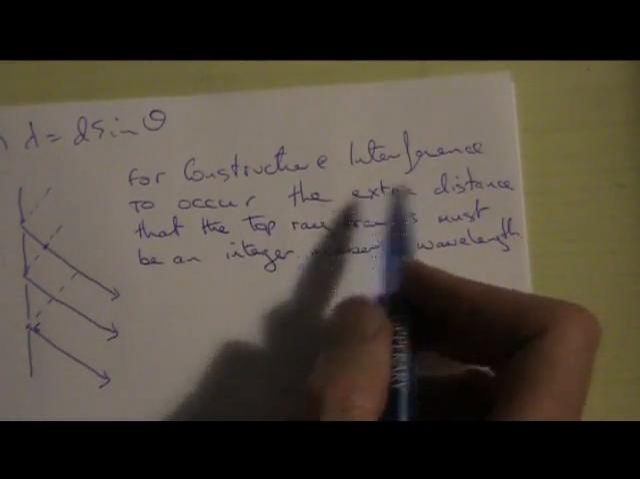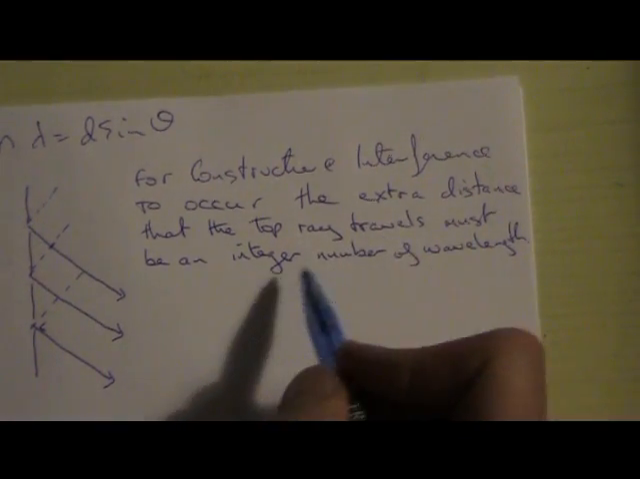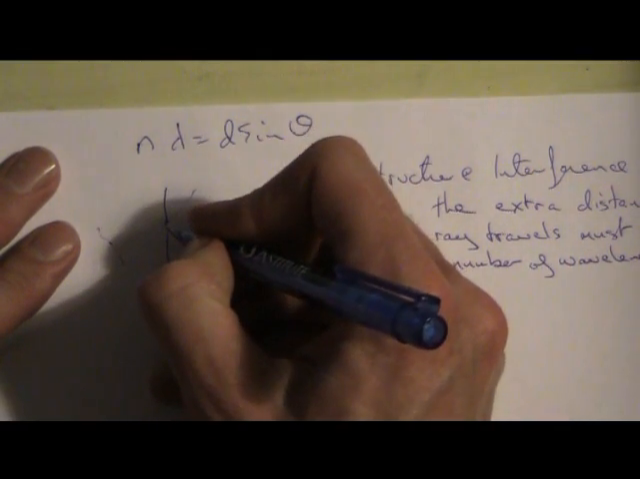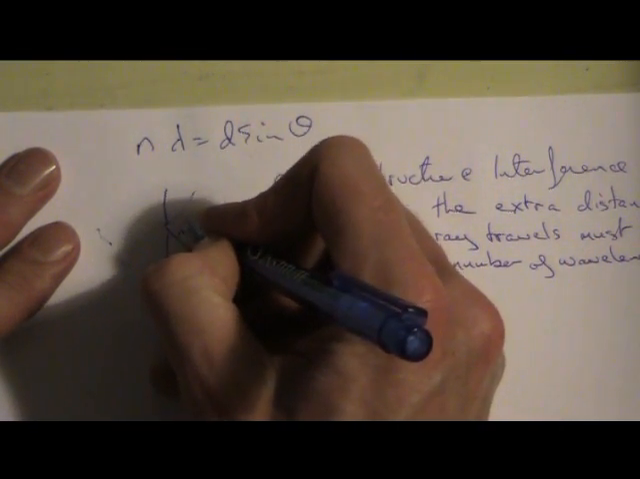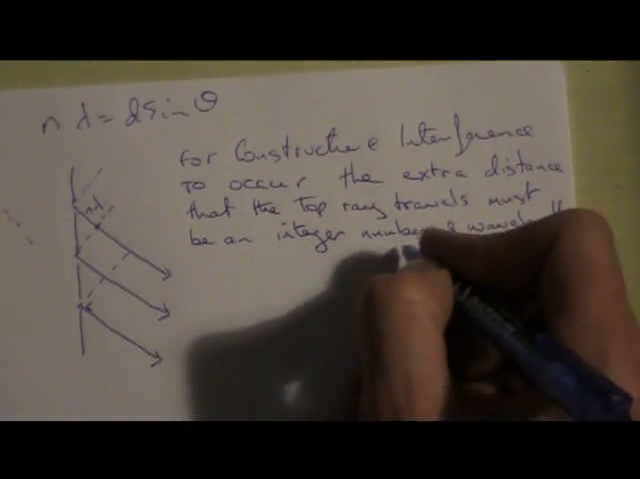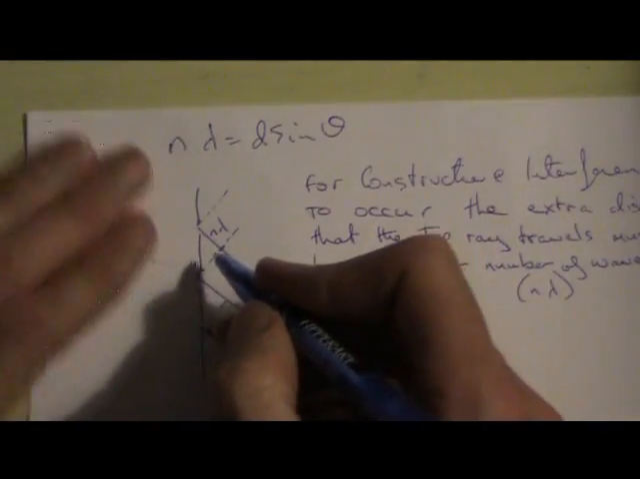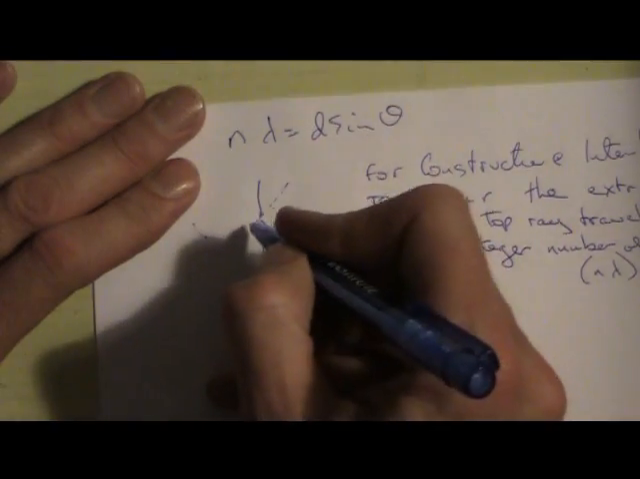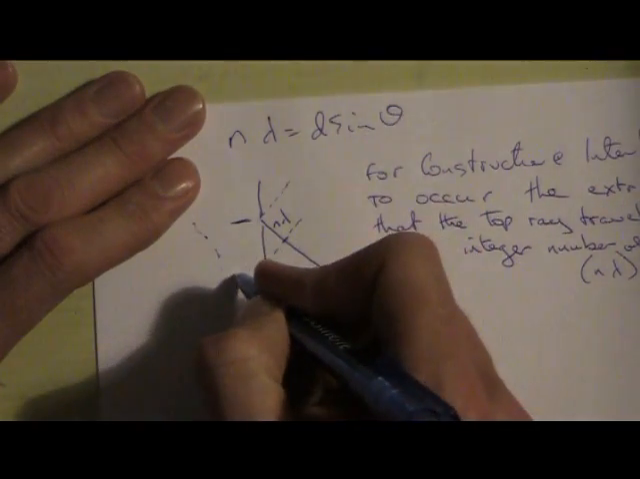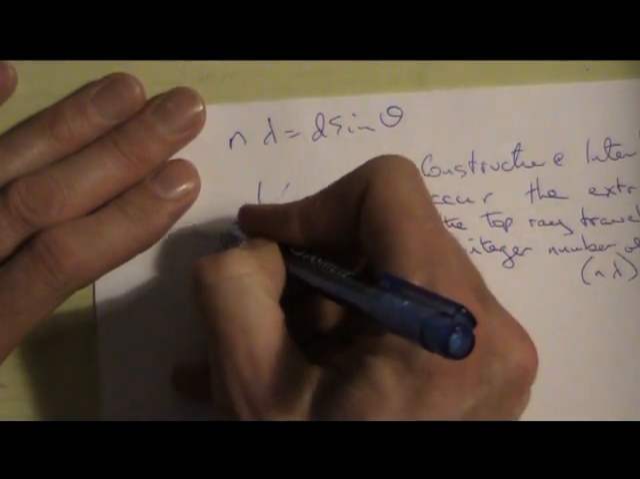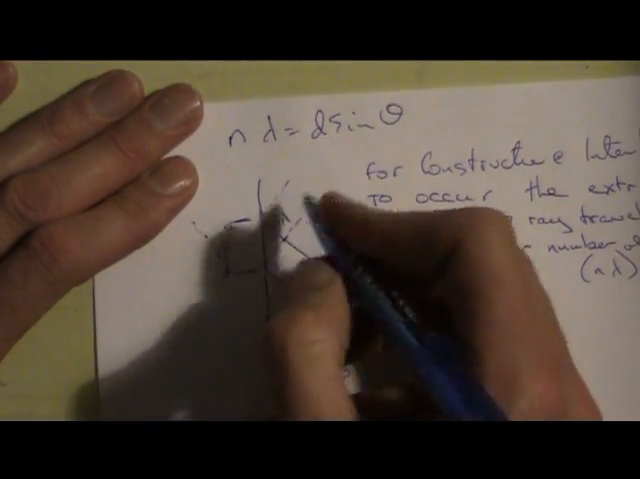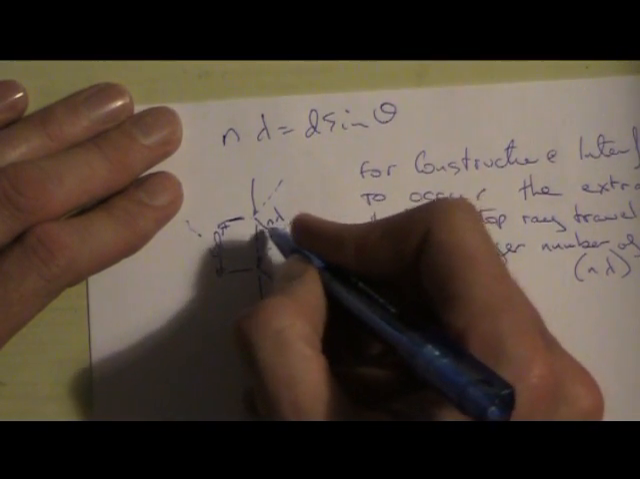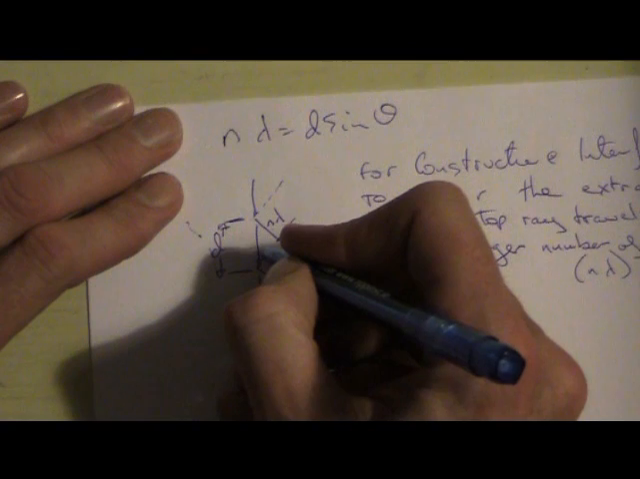For constructive interference to occur, the extra distance that the top ray travels must be an integer number of wavelengths. So that's your first sentence here. This distance here must be an integer number of wavelengths, and we'll just call it n times lambda. Now let's have another look at this diffraction grating. These are our gaps, and the distance between these gaps, the distance between the lines, I'm going to call d. This distance here we've already established has to be an integer number of wavelengths.